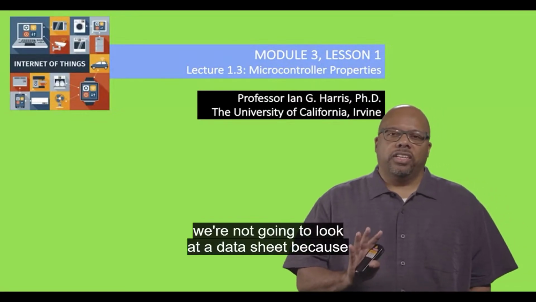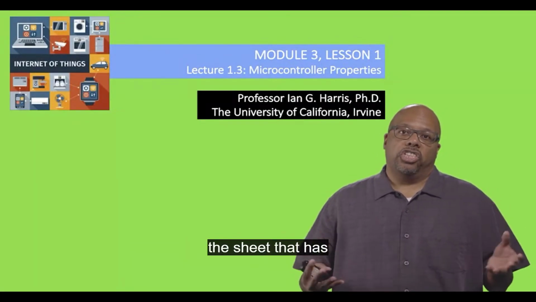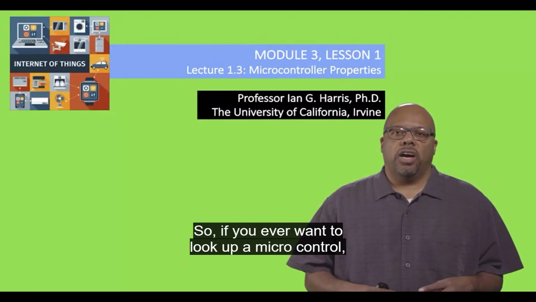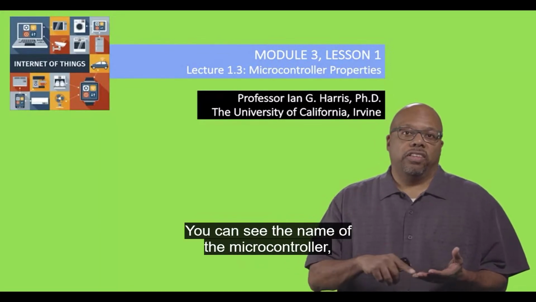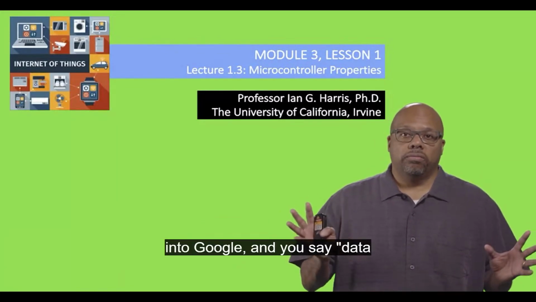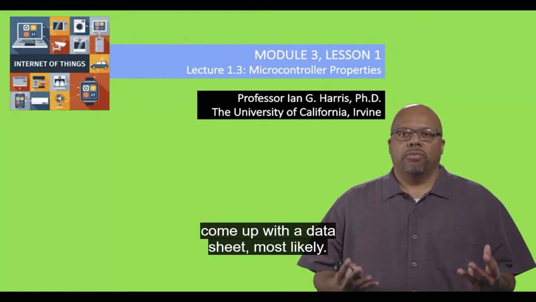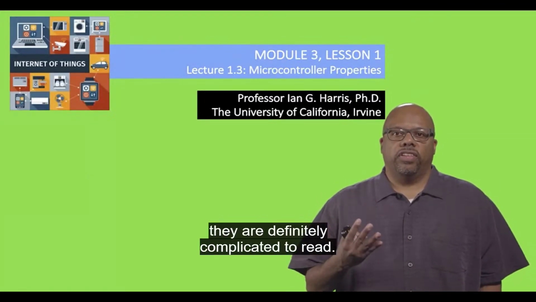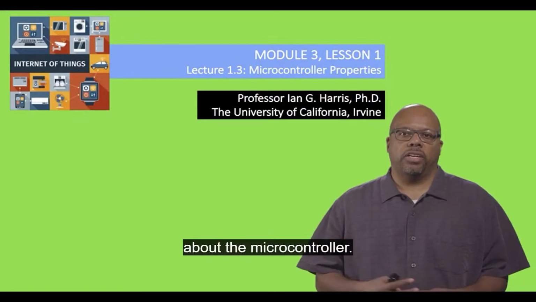Now, a data sheet, we're not going to look at a data sheet because those are painful to look at, but a data sheet is basically the sheet that has all the information about the particular microcontroller. So if you ever want to look up a microcontroller, you can look on the top of the chip, see the name of the microcontroller, its part number, and everything. You type that into Google, and you say data sheet, and you will most likely come up with a data sheet. They are definitely complicated to read. They have lots of different details about the microcontroller.